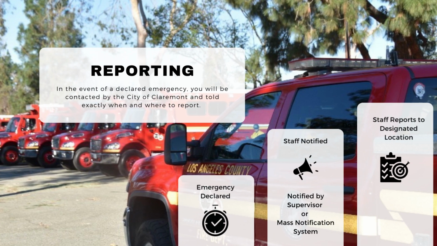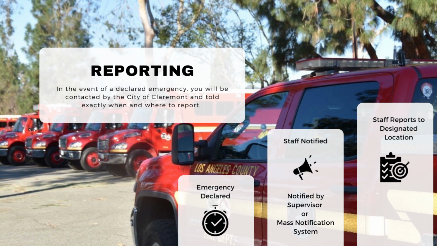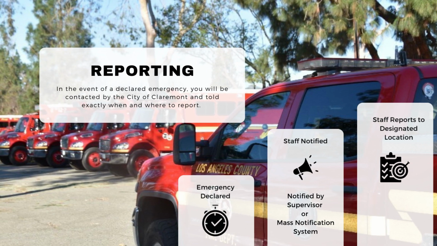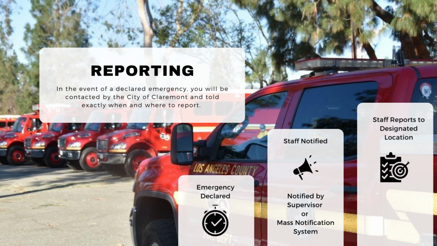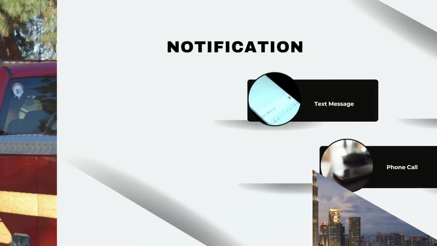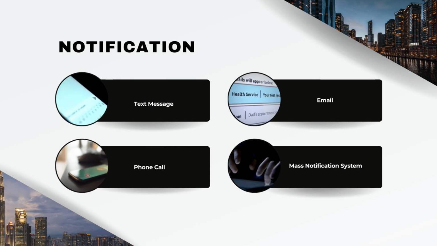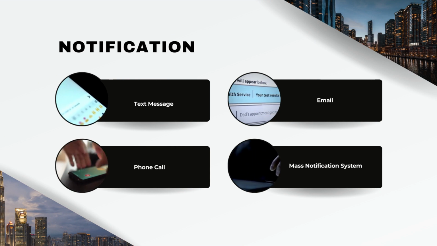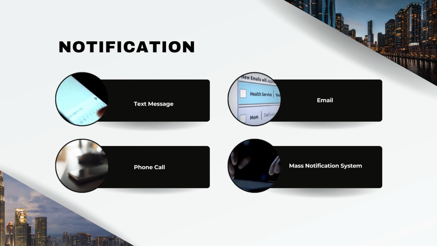In the event of a declared emergency, you will be contacted by the City of Claremont and told exactly when and where to report. Do not respond on your own outside of your normal work hours, and please keep your contact information up to date with your supervisor so that you can be contacted quickly. The City of Claremont could notify you using multiple methods: text message, phone call, email, or the city's mass notification system, Everbridge.